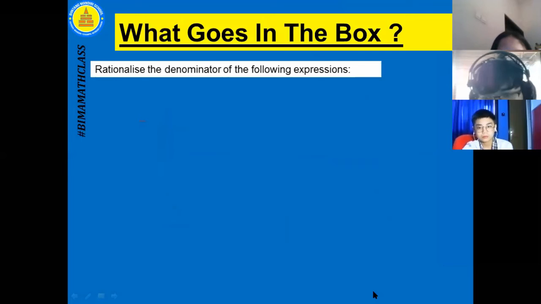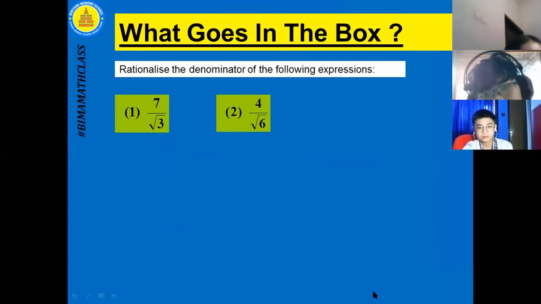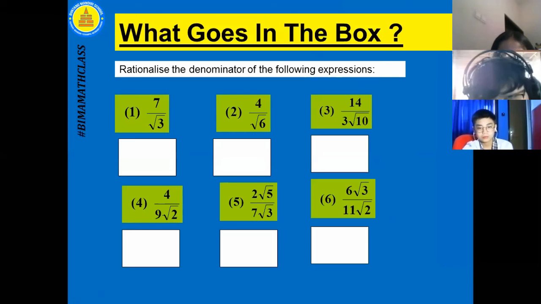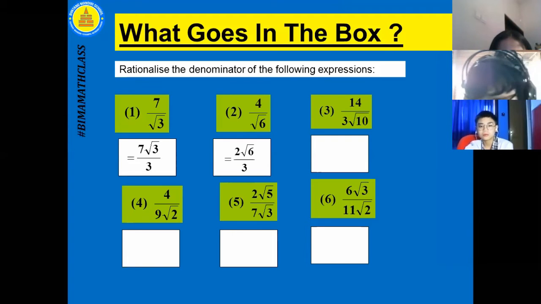Now, what goes in the box? Can you do it quickly? I give you 5 seconds. This is my challenge. Number 1, 5 seconds. 7 square root of 3 over 3. Wow, very fast. Number 2. 4 square root of 6 over 6. No. Is that the same as 2 square root of 3? No. Good. Yes, 2 square root of 6 over 3. Very good. Okay, number 3.